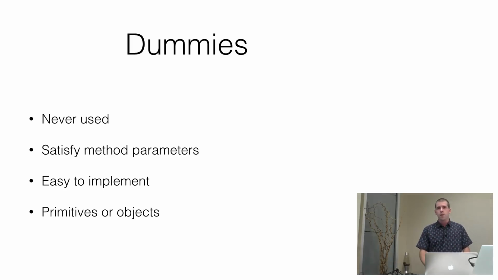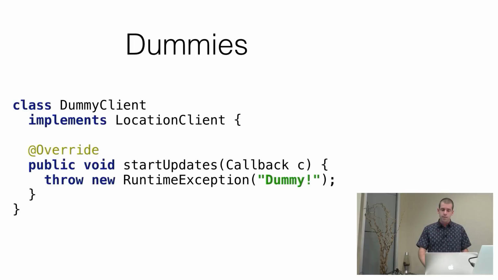For example, if you're passing an integer to a method in a test and the particular code path that you're testing doesn't use that integer, you might just pass -1. So that's also a dummy. It doesn't have to be an object. But if it is, here's one example.